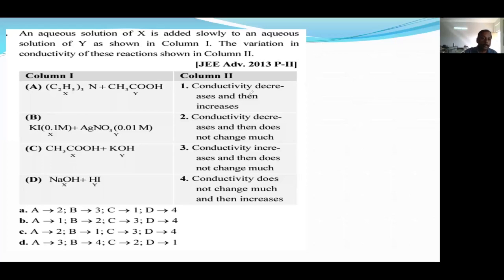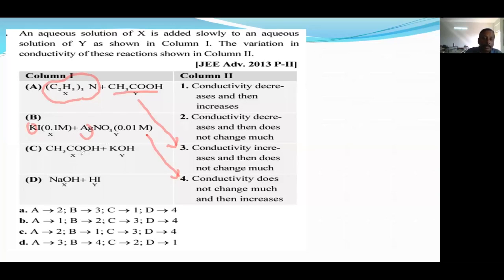Okay, this question is based upon conductometric titration. A, this is C, a weak salt of a weak base and weak acid. Then conductivity increases, then does not change much because it is going to form a buffer solution. Next, B: conductivity does not change much initially because of replacement of potassium by silver. Then it increases when you still add AgNO3, as NO3 minus will cause an increase.